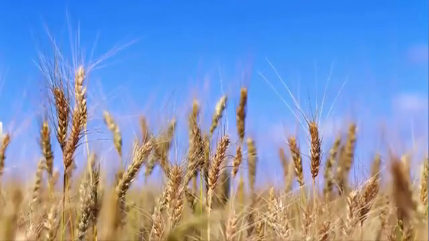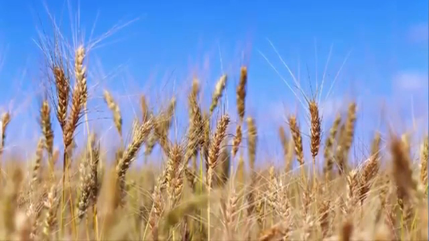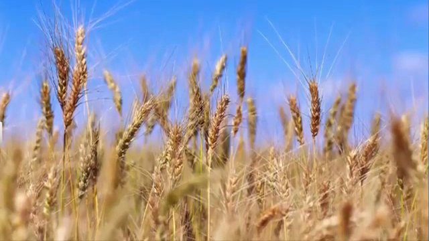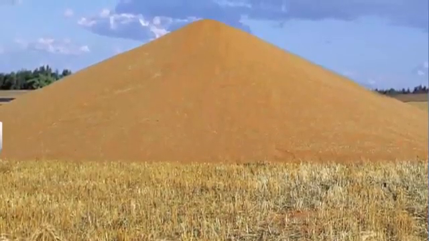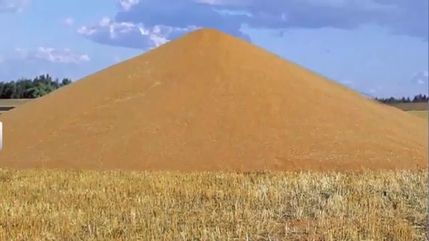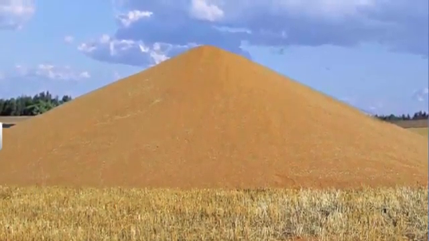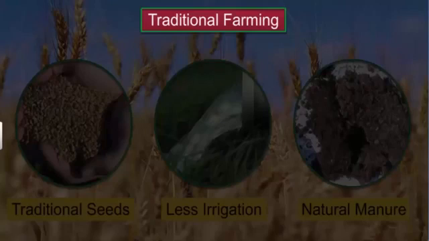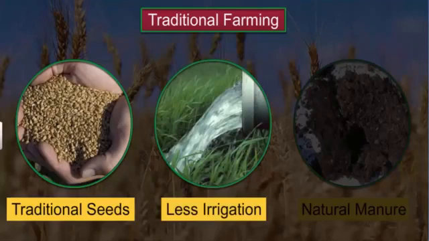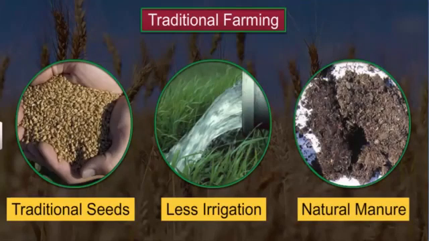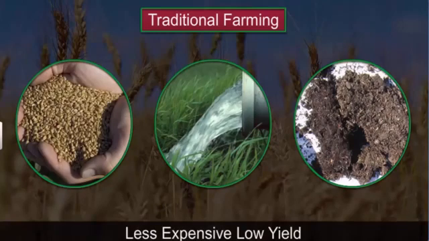Before we proceed, let us understand how farm production is measured. Farm production is measured as yield, which is the total quantity of crop produced on a piece of land in 1 year. Till the 1960s, crops were grown using traditional seeds that required less irrigation and grew well with natural manure made from cattle dung. Traditional farming is less expensive as the farmer does not have to buy too many things, but it produces a lower yield of crop.